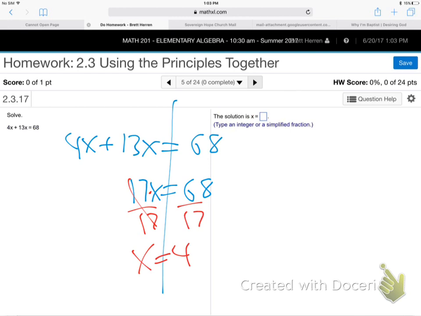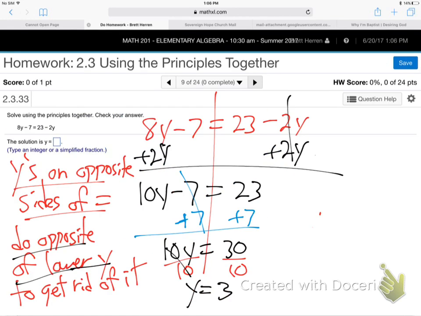But like right there, we had x's on the same side. Same side, just add them up like terms, no big deal. But when they're on opposite sides, you get rid of the lower one by doing the opposite of it. It's common just to do the lower one. Yeah, you don't have to. You can do the higher one.